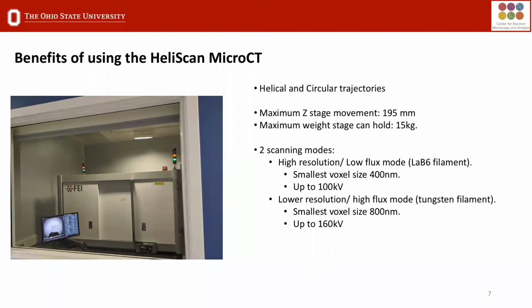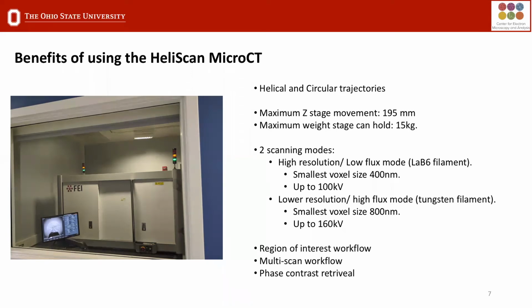Achieving these small voxel sizes is dependent on your sample geometry, and you need a very small sample, say about 1 to 2 millimeters in diameter to achieve them. Or if you have a slightly larger sample, you can use region of interest scanning.